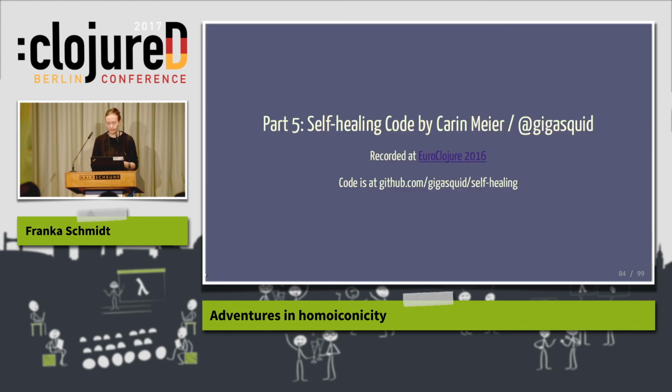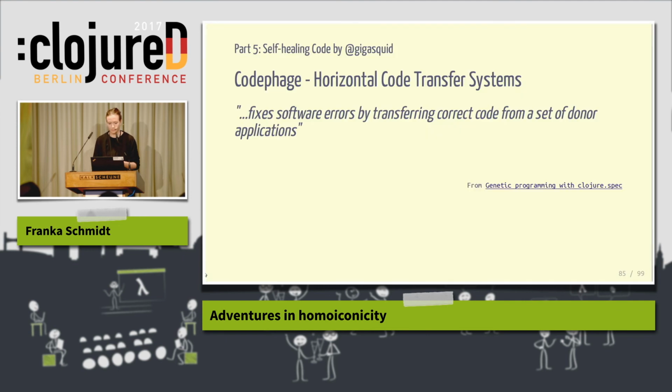So a project that uses this ClojureSpec to do interesting things in the realm of homoiconicity is Self-Healing Code by Carin Meier. This is a talk she gave at EuroClojure in October. I highly recommend watching it if you have not done so. Basically, she combined generative programming and ClojureSpec in a project called Self-Healing Code. And you can see the code on this GitHub link.